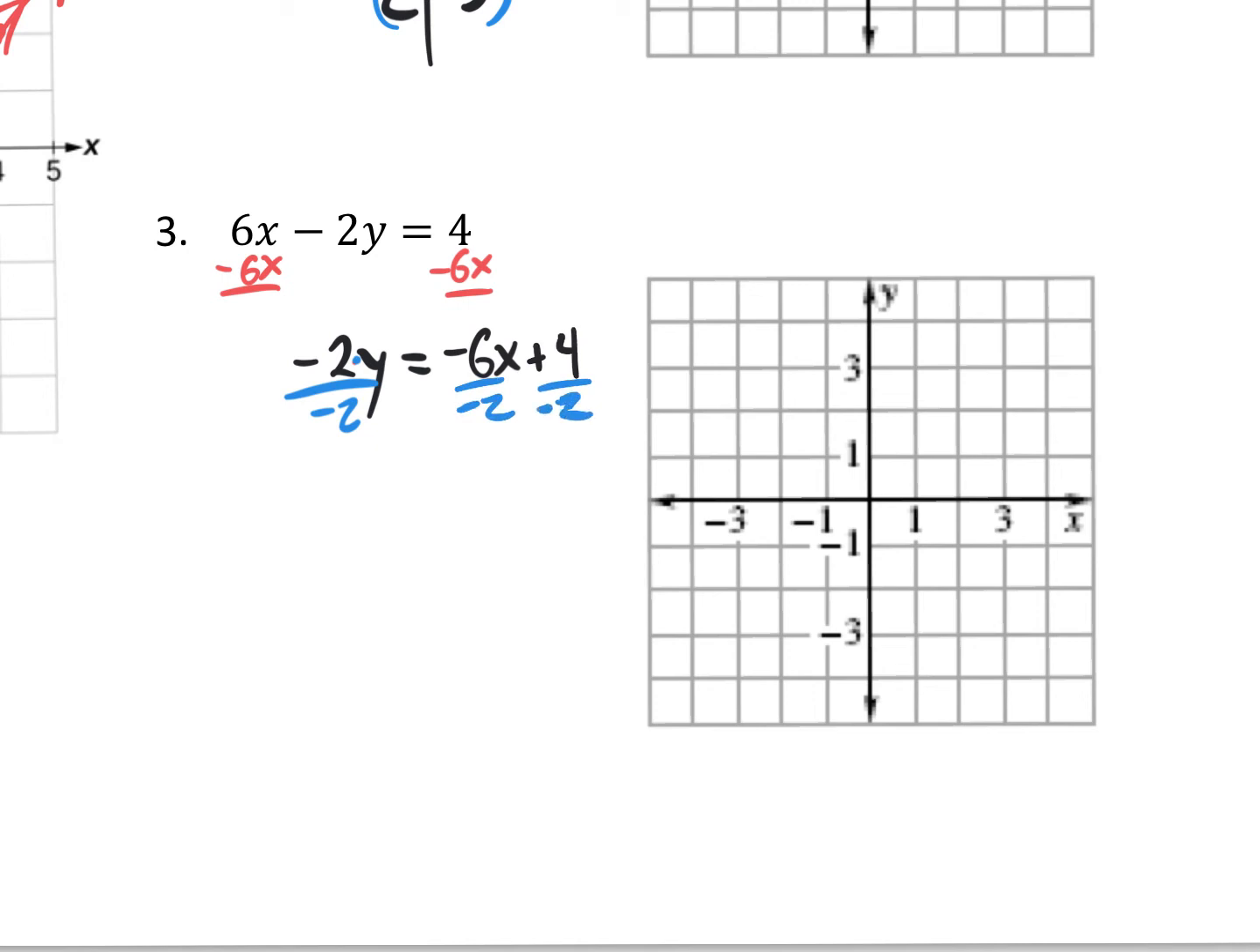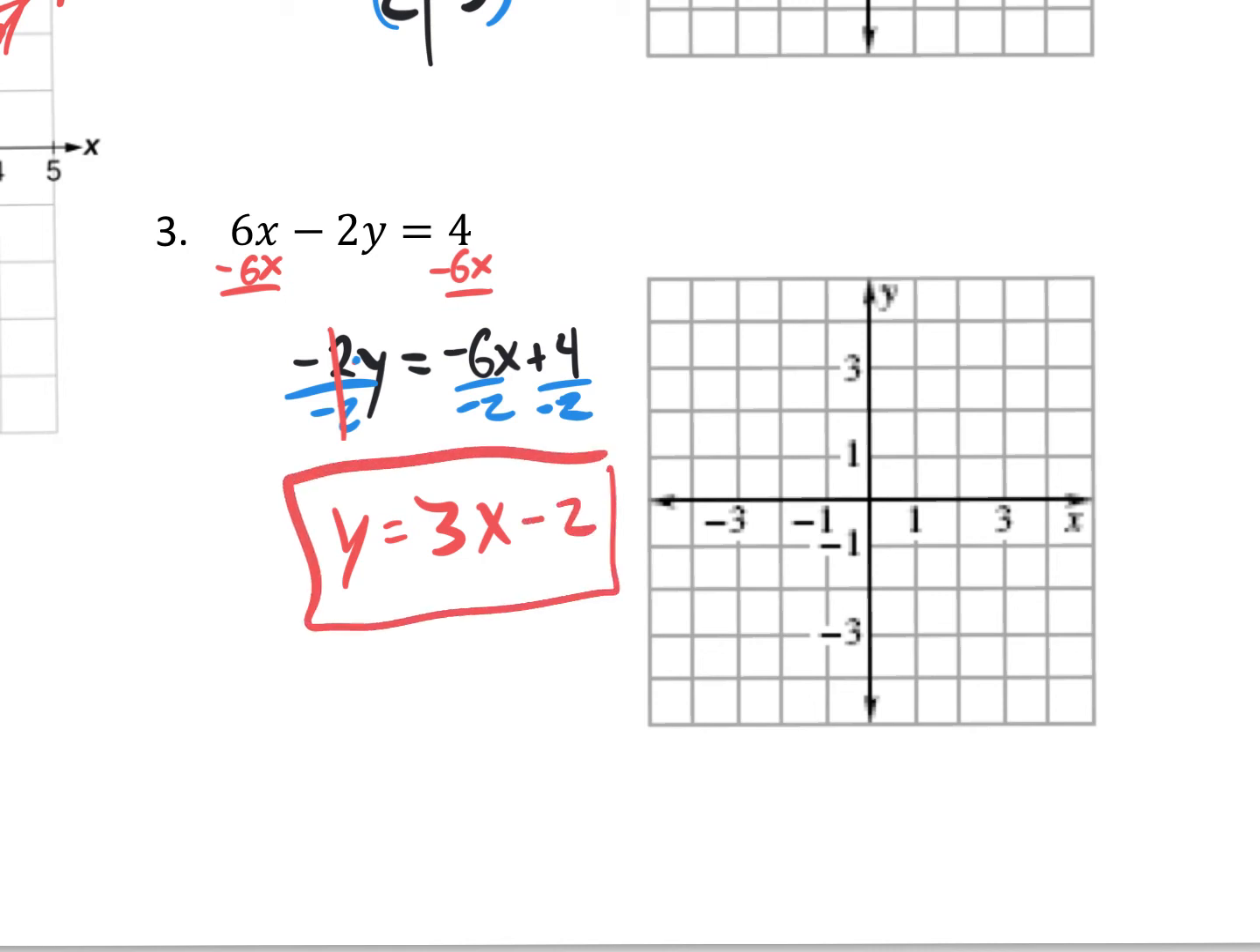And what do we have left? We have our new equation that reads y equals a negative 6 divided by a negative 2. That is a positive 3. We have an x right next to it. And last but not least, 4 divided by negative 2. That is a negative 2. So here is our function form equation. We now have y by itself, and we now are able to make an xy table and plug in 3 easy numbers that are easy to work with. Most of the time, 0, 1, and 2.